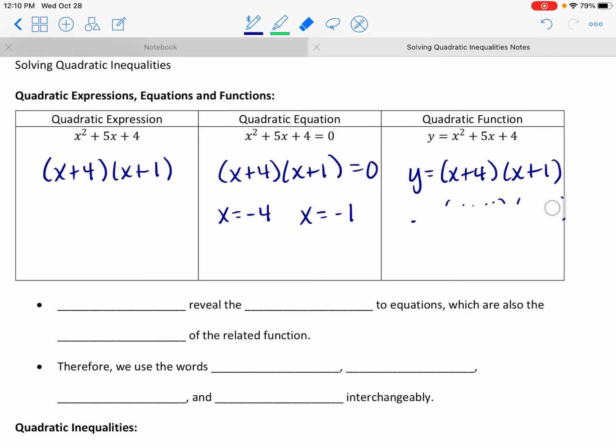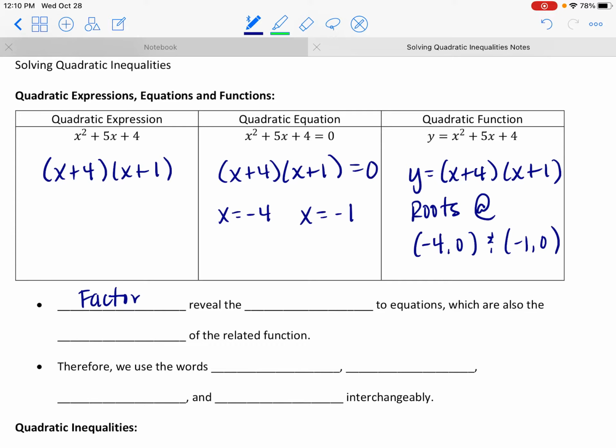If I put a 0 in for y and solve, I get the same solutions that I had in that second box there. So we can tell this factored form is going to have roots at (negative 4, 0) and (negative 1, 0). Okay, sorry. So the factors of our expression help us find the solutions to our equation, and the solutions to our equation happen to also be the x-intercepts or the roots of our function.